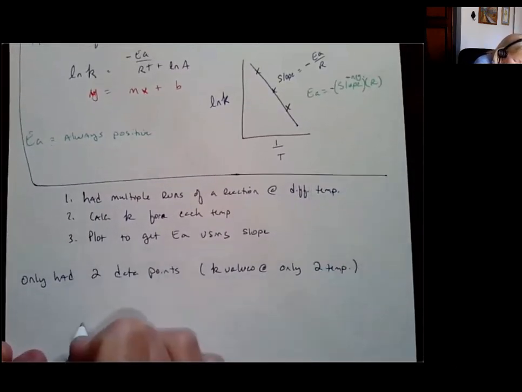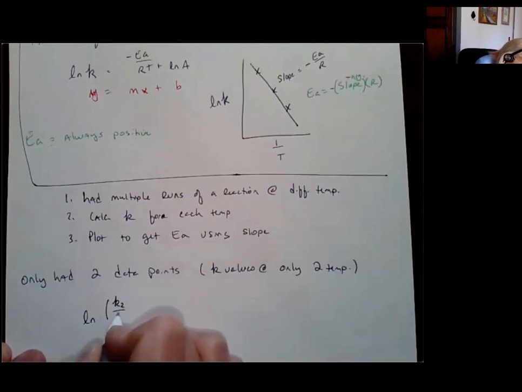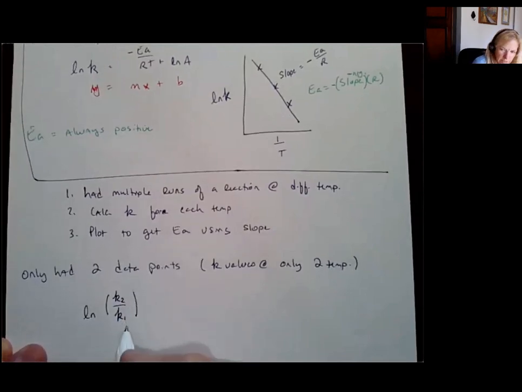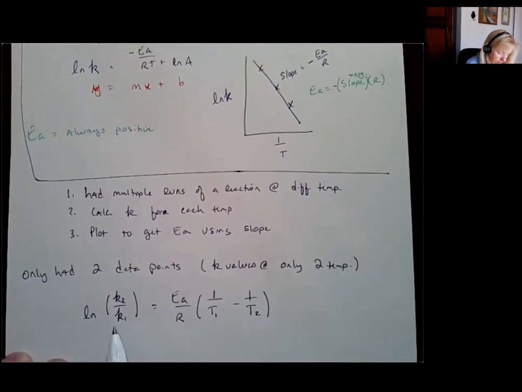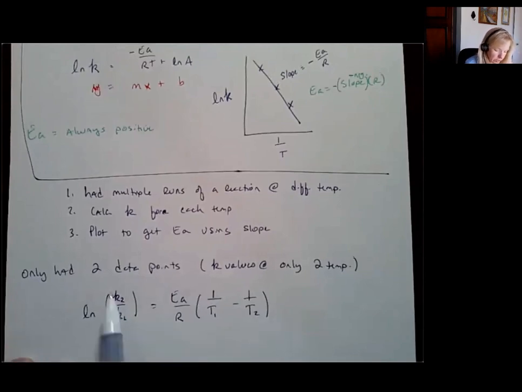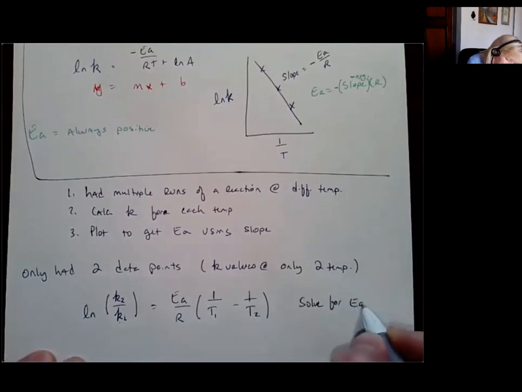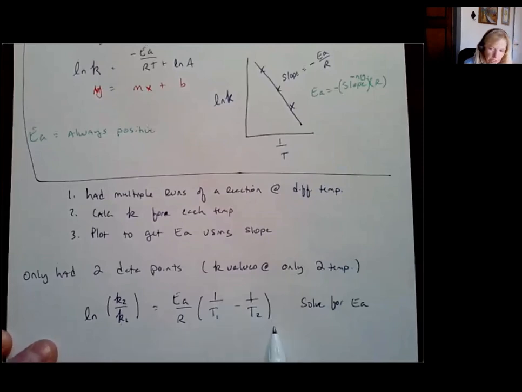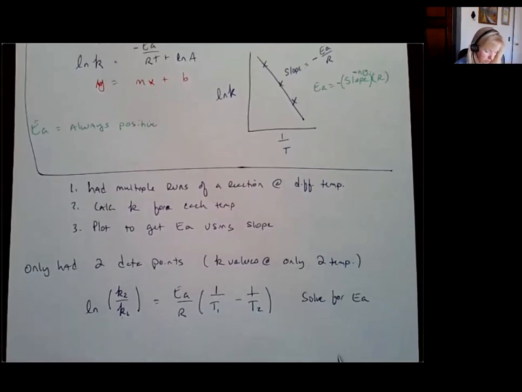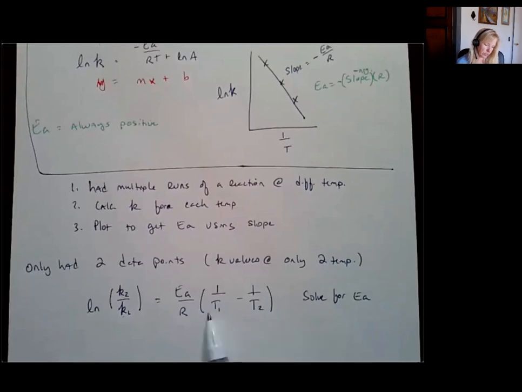If I only had two, I could use this equation here. Remember, I'm going to have two different rate constants, EA over R, times 1 over T1 minus 1 over T2. So run 1 has rate constant 1 at temperature 1, and run 2 has rate constant 2 at temperature 2. I could plug them into here and solve for EA this way. This is not as good as doing your graphical analysis, but if you only have two data points, there's no reason to graph them. You could just use this equation, because this is the slope here.